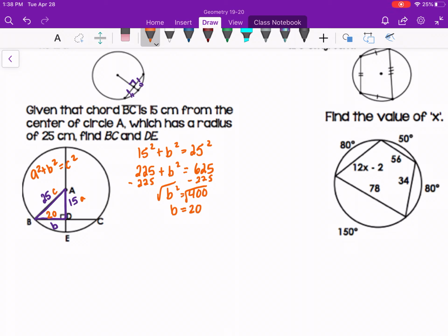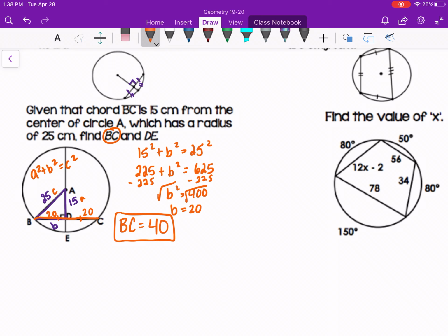So now this is going to be on your target. Please don't forget it asked for BC. Okay? And BC is this total distance from here to here. But we know that since that's a right angle, they cut this in half. So if this is 20, this is 20, which means the whole distance BC is 40. Okay? Please, I know a ton of you guys on the target are going to just give me BD, or whatever the number is. Please remember to double it.